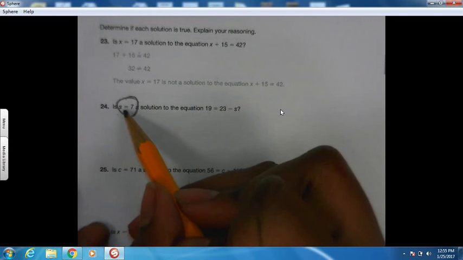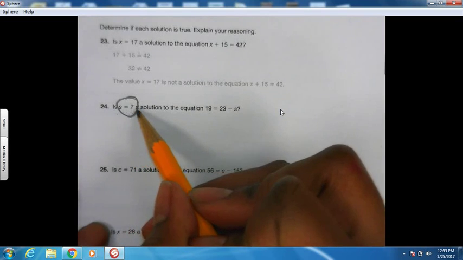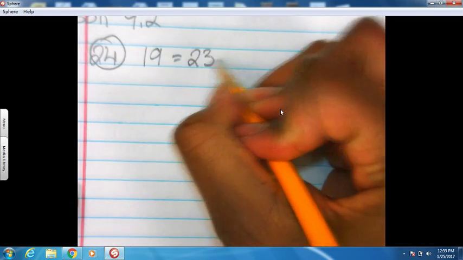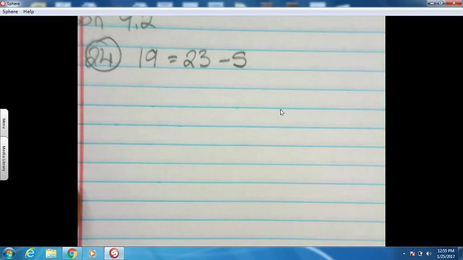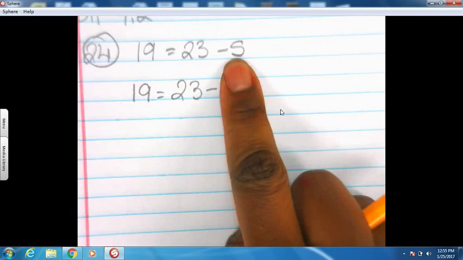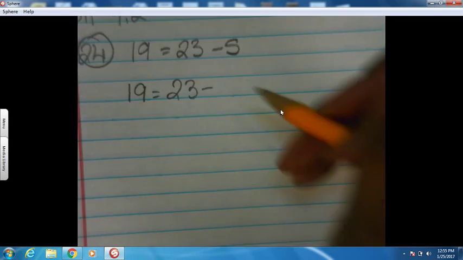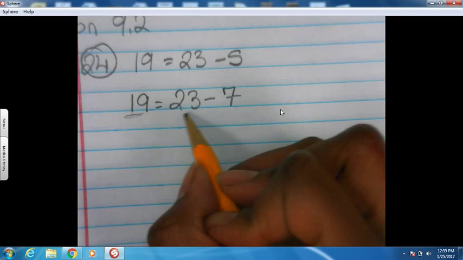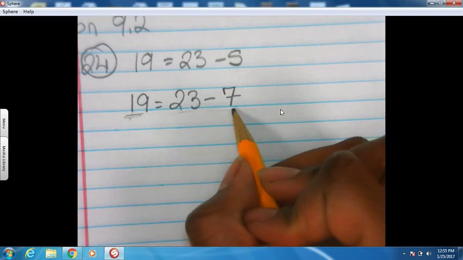So is S equals 7 a solution to the equation 19 equals 23 minus S? So I'm going to solve this on a separate sheet. The first thing I'm going to do is rewrite the equation, and then I'm going to substitute the variable for the value that is given. So I'm going to rewrite it again, and the variable is S, and in the problem it said that S is equal to 7. So I want to know, is the left side equivalent or the same as the right side?